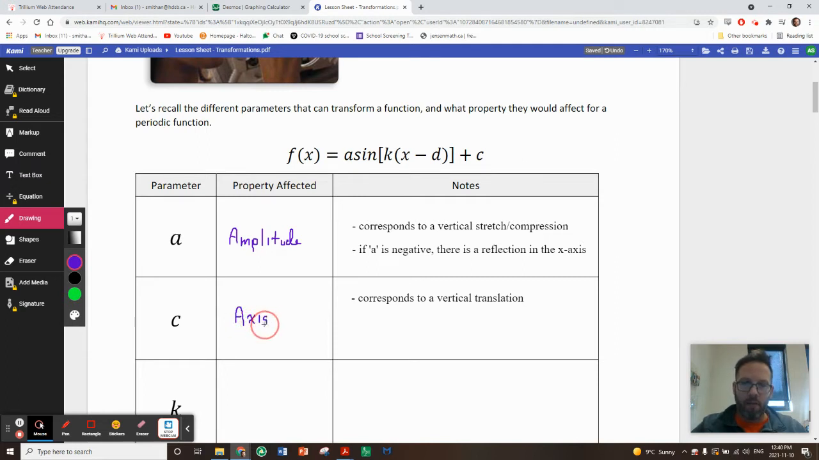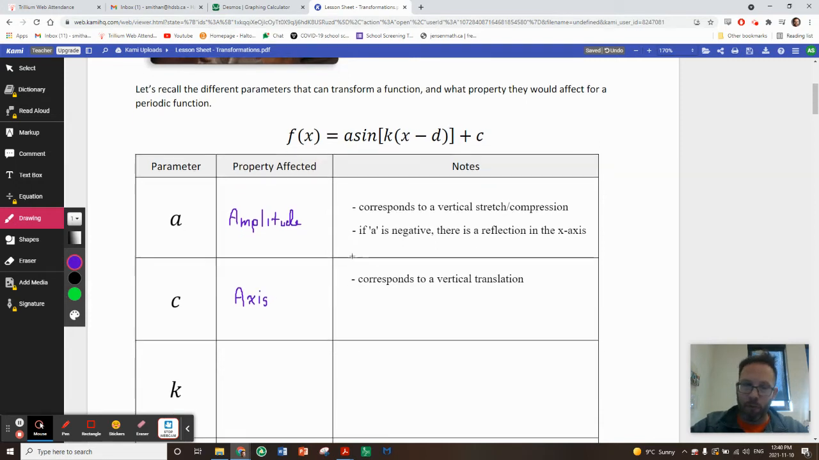What we're getting at is that when we have an equation and we want to graph it, or we have an application we want to model with an equation, the things we are concerned about are the amplitude, the axis, the period, and the phase shift, and each of these corresponds to one of these parameters.